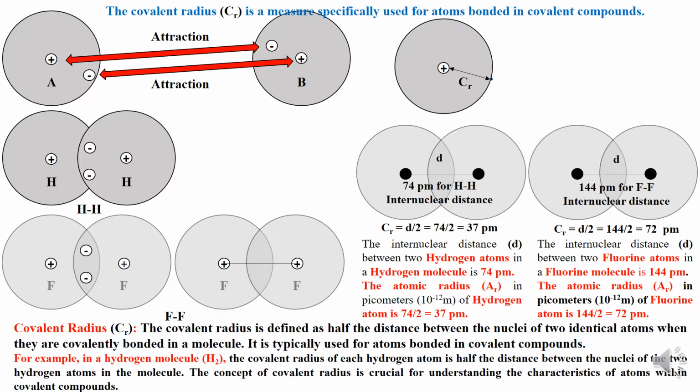So the covalent radius is defined as half the distance between the nuclei of two identical atoms when they are covalently bonded in a molecule. It is typically used for atoms bonded in covalent compounds. For example, in a hydrogen molecule, the covalent radius of each hydrogen atom is half the distance between the nuclei of the two hydrogen atoms in the molecule. And in case of fluorine molecule, the covalent radius of each fluorine atom is half the distance between the nuclei of the two fluorine atoms in the fluorine molecule. Now, the concept of covalent radius is crucial for understanding the characteristics of atoms within covalent compounds.